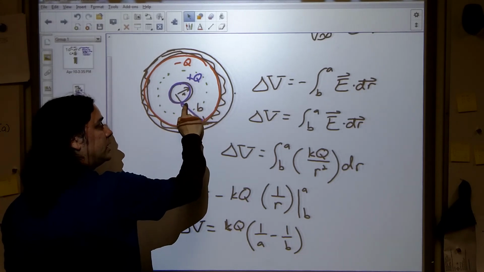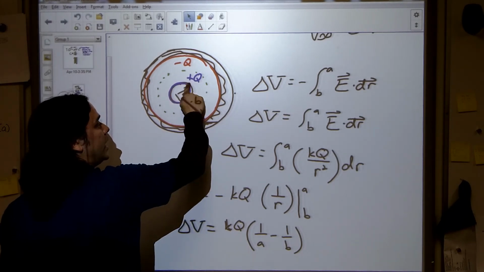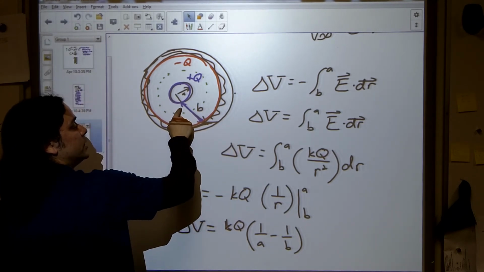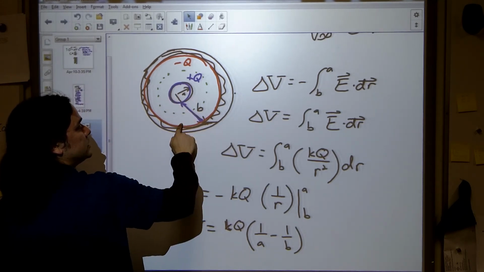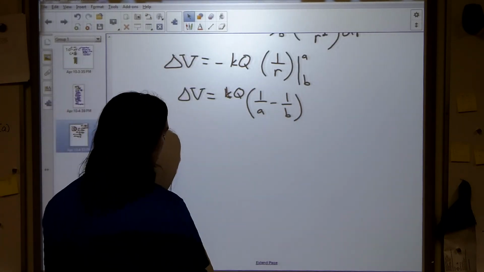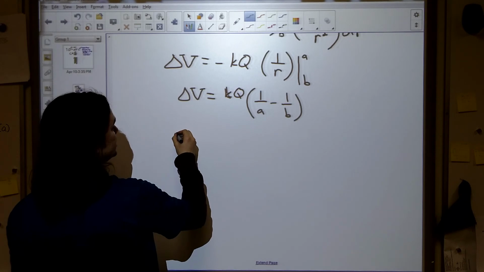If, however, I go from here to here, I'm going from a high potential to a low potential. How do I know that? If nothing else, if I put a positive charge in here, it will run away from this and towards that. So we end up with from high potential to low potential. So delta V is actually this.